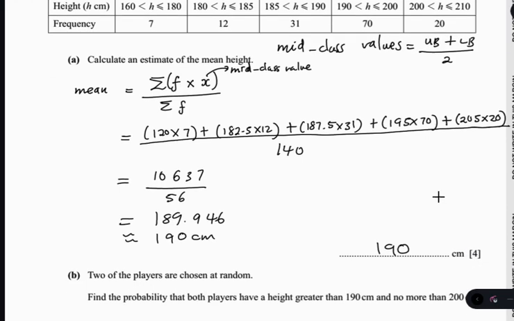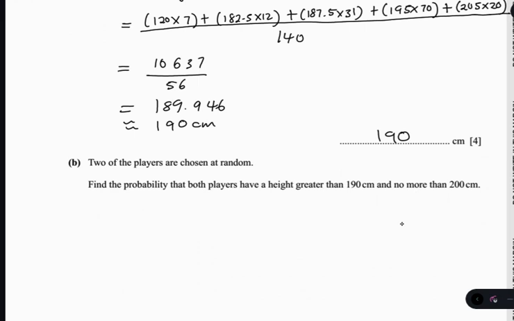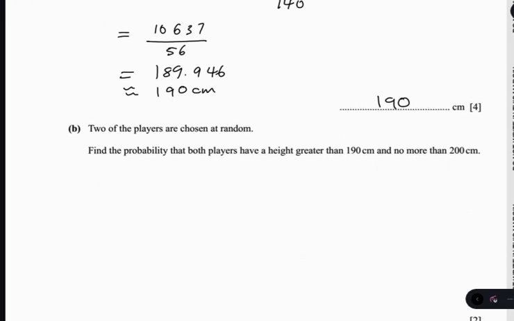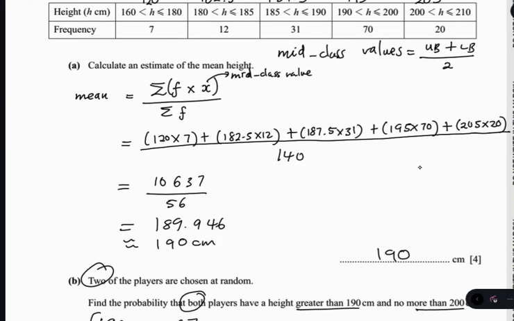Normally these questions come with probability. So we are told that 2 of the players are chosen at random. Find the probability that both players have a height which is greater than 190 centimeters and no more than 200. So this is a range that they're giving us. It's actually a class from 190 centimeters to 200 centimeters. So how many people are in that range? Both of these people must be in that range.